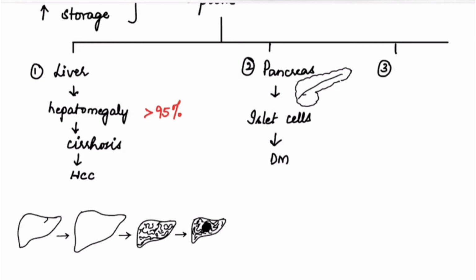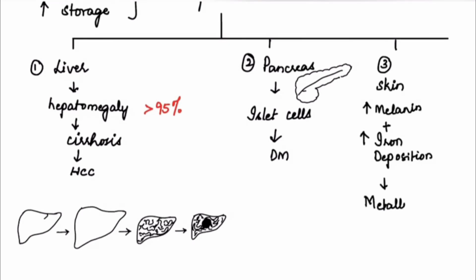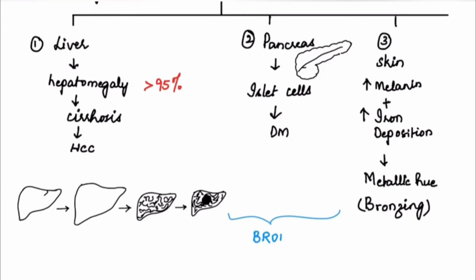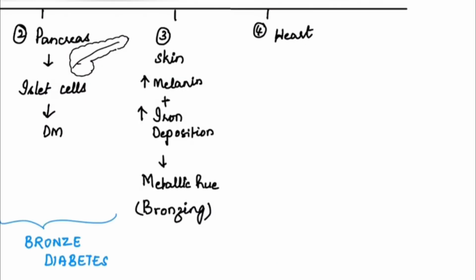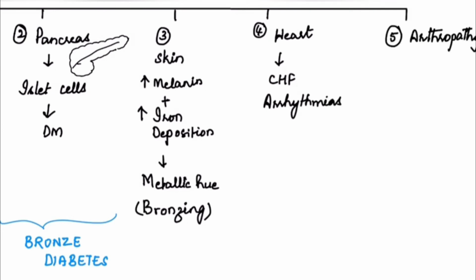Excess iron depositing in the skin can produce a metallic hue known as bronzing. And all these features put together is known as bronze diabetes and is typically seen in hemochromatosis. Then, deposition of iron in the heart leads to congestive heart failure or arrhythmias. Excess iron can also cause arthropathy.